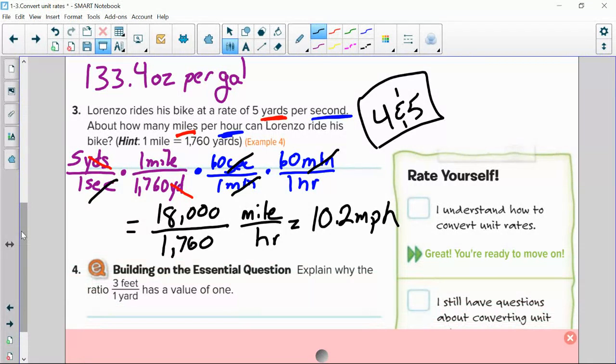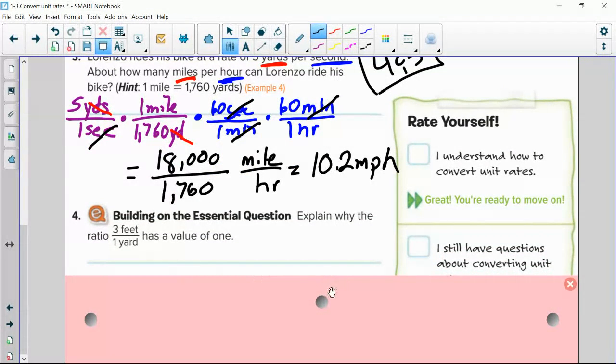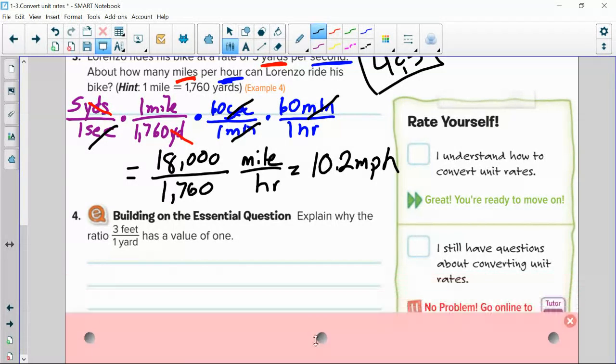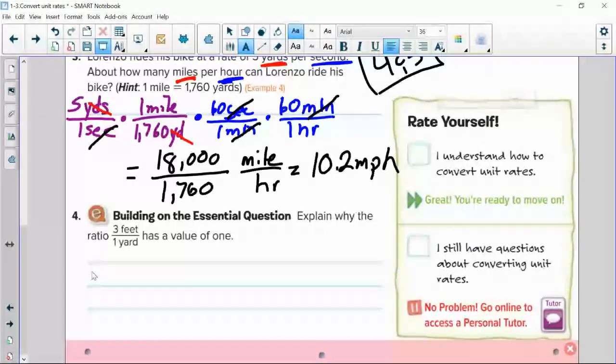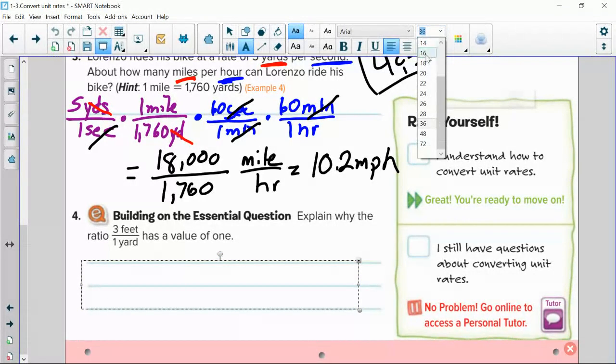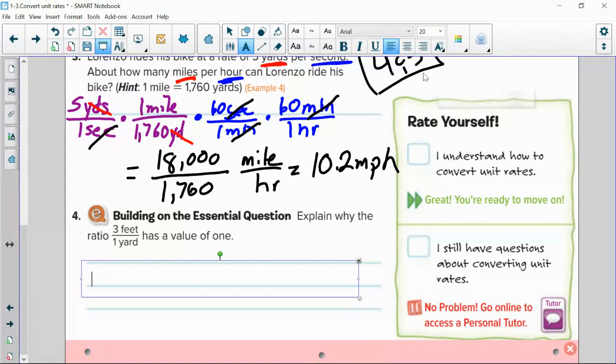Okay, so building on the essential question for today, explain why 3 feet over 1 yard has a value of 1. Well, what do we know about 3 feet and 1 yard? How many feet does it take to make 1 yard? So basically, then we could say that they are equal because 3 feet is needed for 1 yard. Right here.